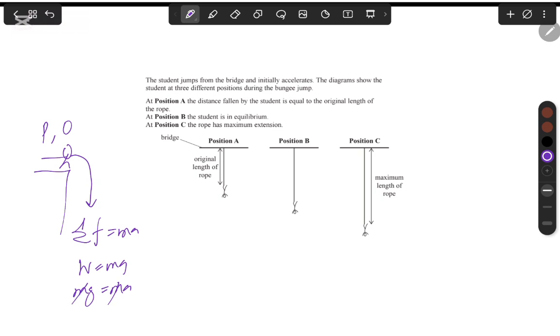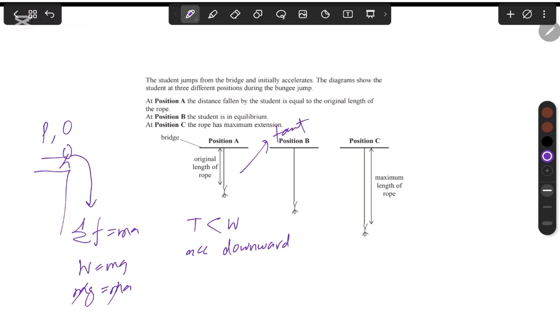Now after the rope becomes taut, which means it becomes its original length, that's when you will have the tension coming into the picture. So now we're going to have the tension, and it's going to be less than the weight. So the acceleration will be downward. Alright, the acceleration will be downward.